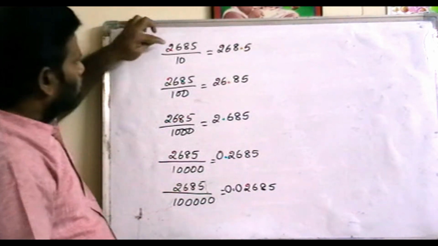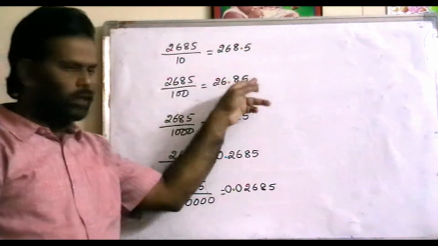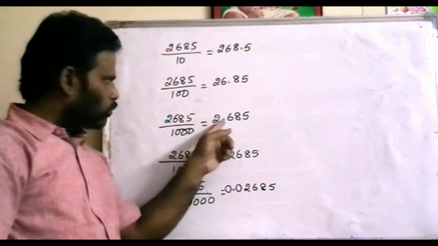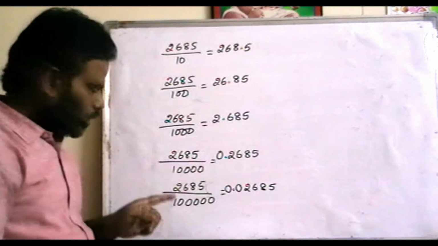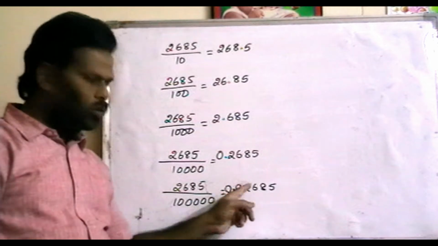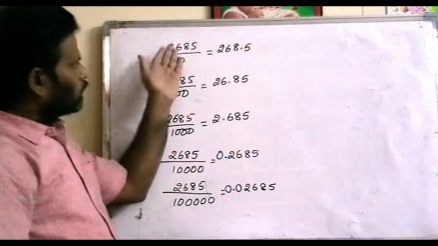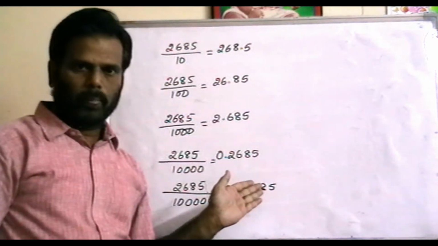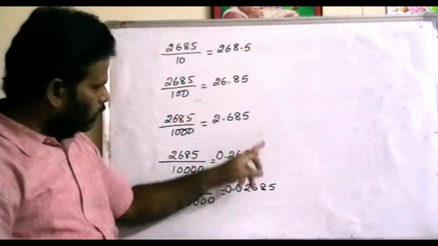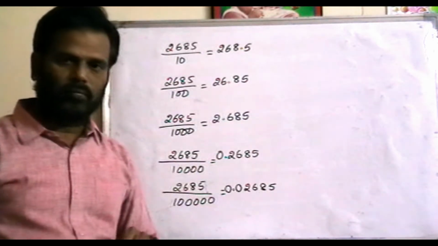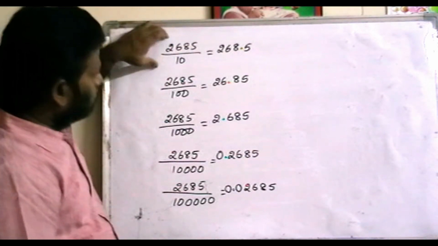So simple. 2685 by 10 is 268.5. 2685 by 100 is 26.85. 2685 by 1000 is 2.685. 2685 by 10,000 is 0.2685. 2685 by 1 lakh is 0.02685. Here, without division, we can change into the decimal forms. That too terminating decimals. These are all terminating decimals only. So any fraction, which is nothing but a rational number, changes into the decimal form.